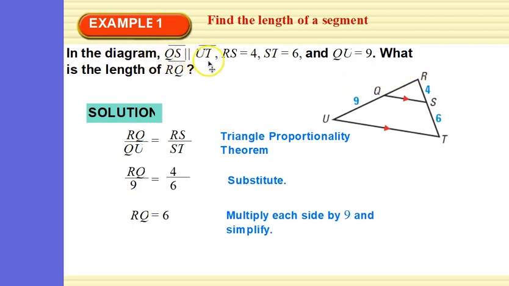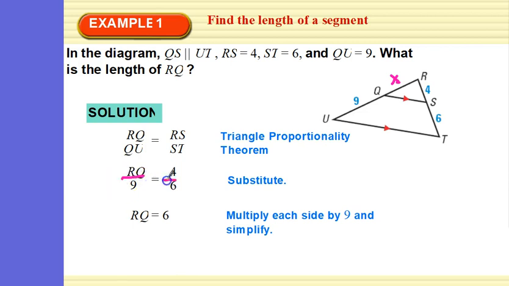QS is parallel to UT, RS is 4, ST is 6, QU is 9. What is the length of RQ? Alright, so we're looking for this length right here. So in order to do this, we have that RQ, this amount, is to this as this is to this. So instead of doing how we kind of were, where we did this is to the whole thing as this is to the whole thing, when they are parallel like this, you can use the triangle proportionality theorem and simply do that this is to this as this is to this. And it just kind of simplifies life a little bit.